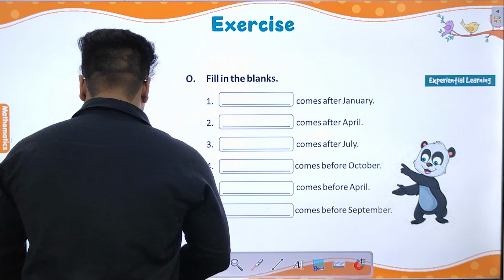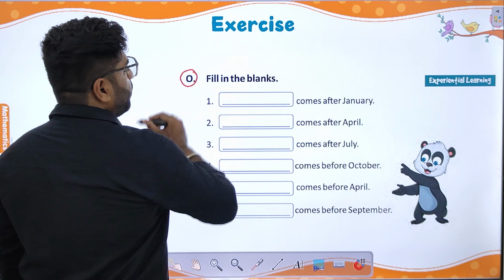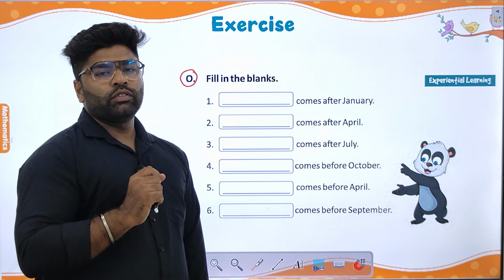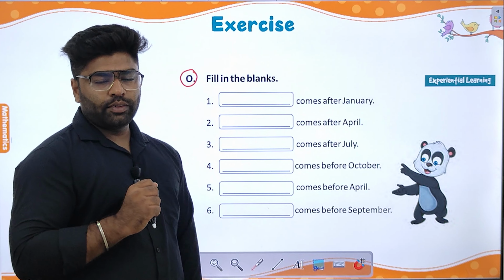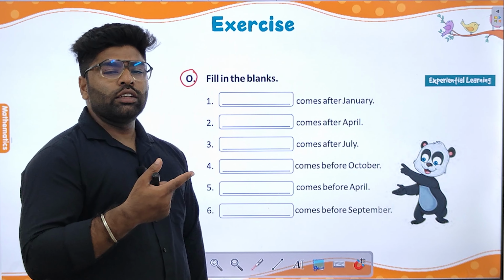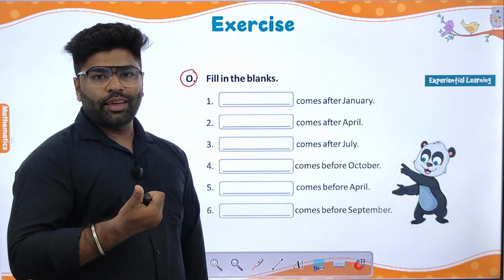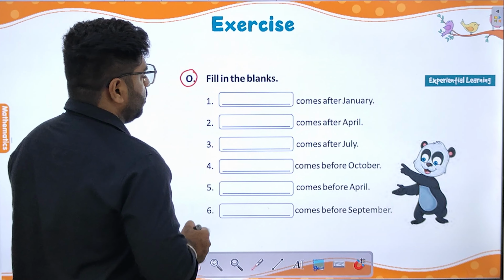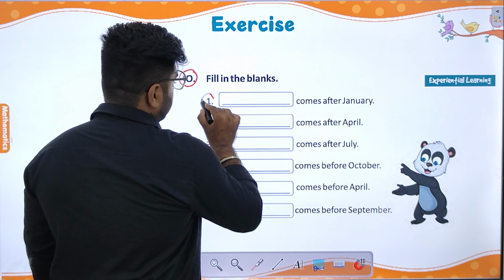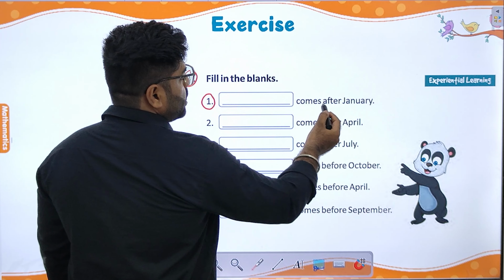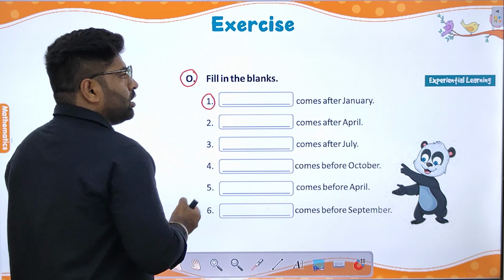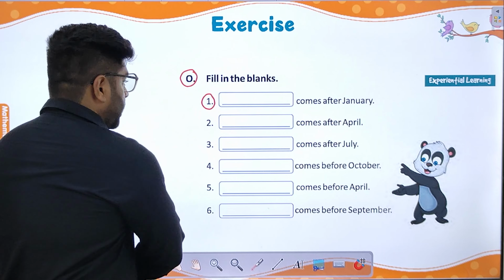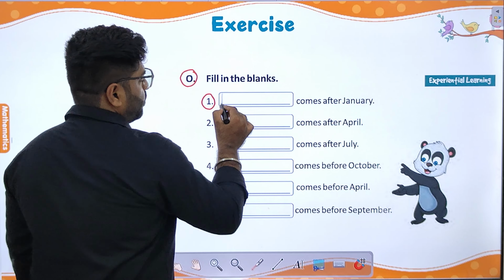That is question number O. Here we are having fill in the blanks, and this is related to our months. If you remember, we have 12 months in a year, and the first month is January, and the last month is December. So according to that table, we are going to solve this fill in the blank part. Dash comes after January. The first month is January, after that we have February. So we are having February after January.